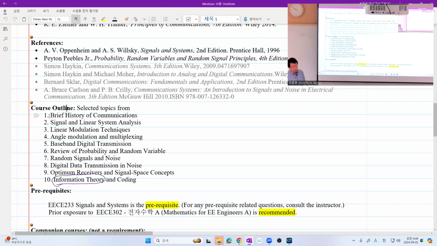Here goes the course outline. First, we are going to cover a brief history of communications. And here we go, signals and linear systems analysis.